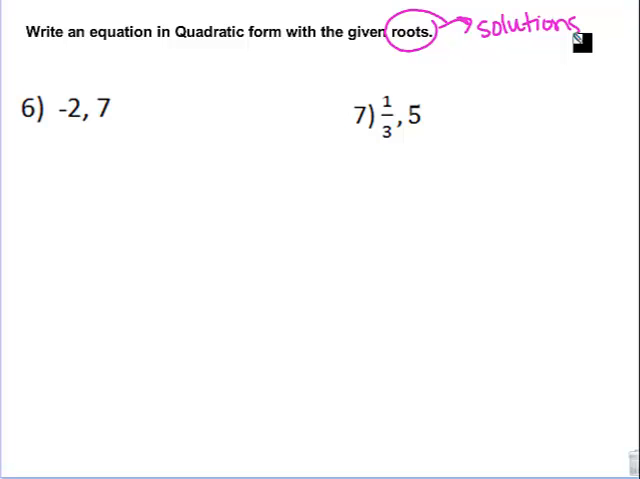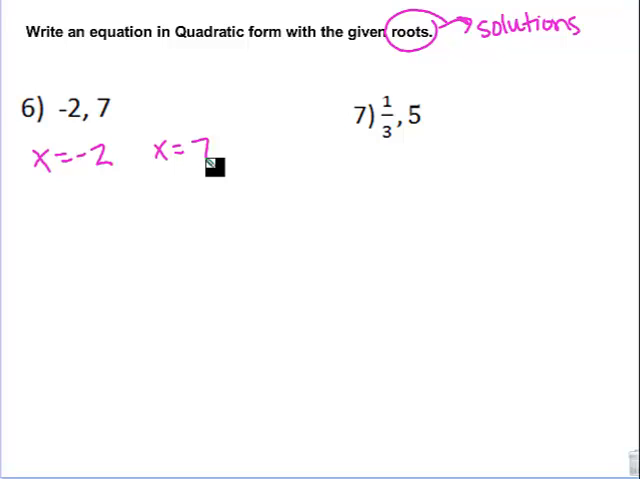So for problem 6 here, our two roots, or our two solutions, are -2 and 7. So we're going to start off with exactly what that means. Those were the two values that our x could equal. So we're going to start off by saying x should equal -2 and x should equal 7. And now we're going to work backwards. So now we want both of these to be equal to 0.